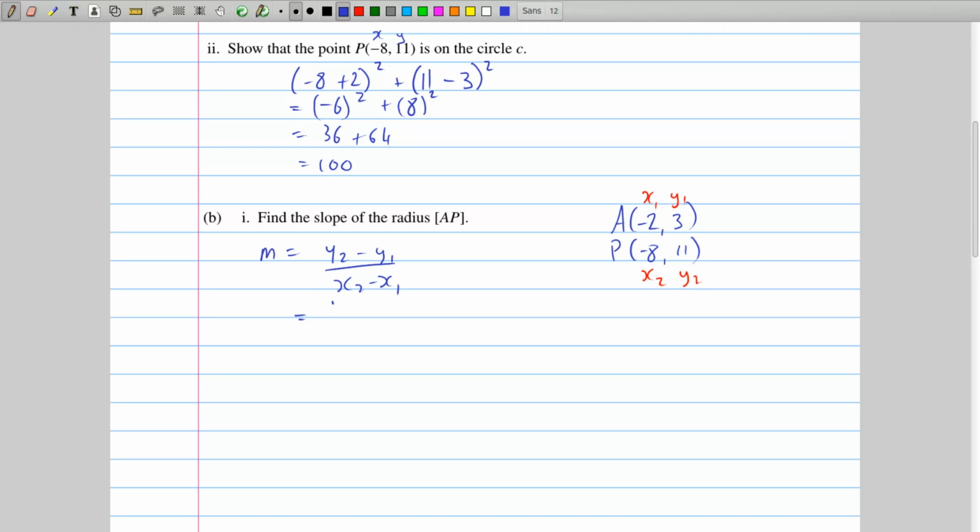Now we need to just substitute those in. y2 minus y1 becomes 11 minus 3. x2 minus x1 becomes minus 8, minus, then a minus 2. That's 8 over, this is minus 8, it'll end up being a plus 2, which is minus 6. So the slope is minus 4 over 3.